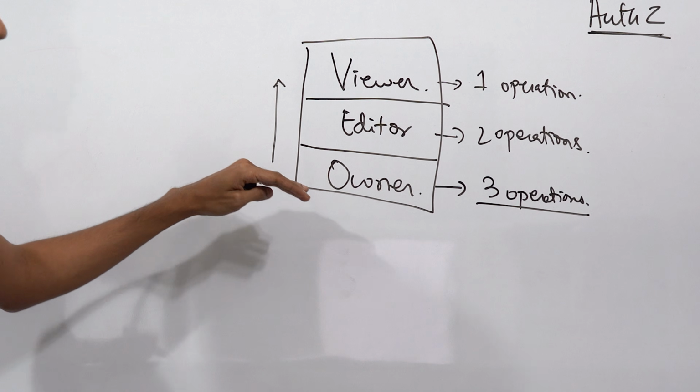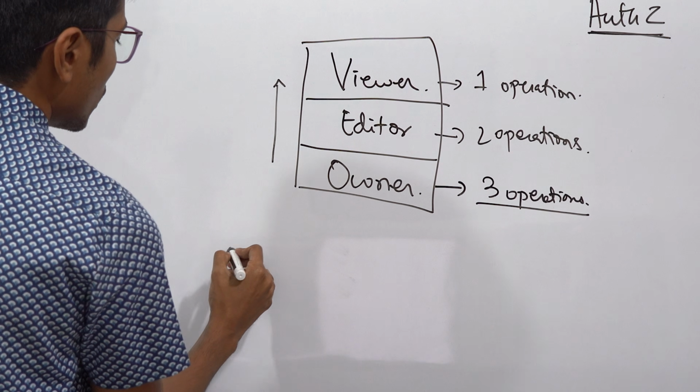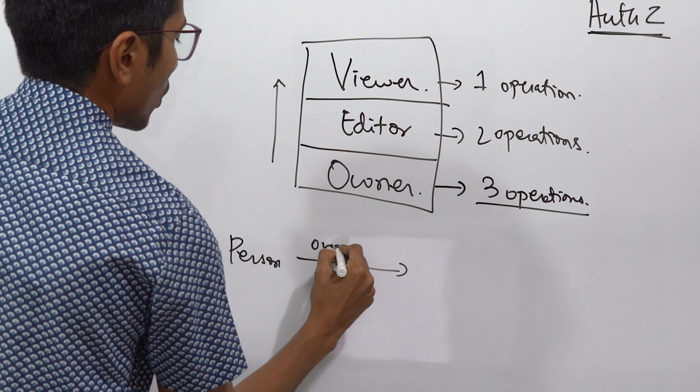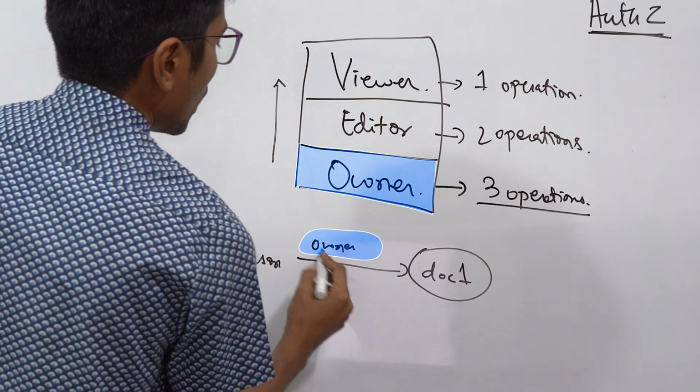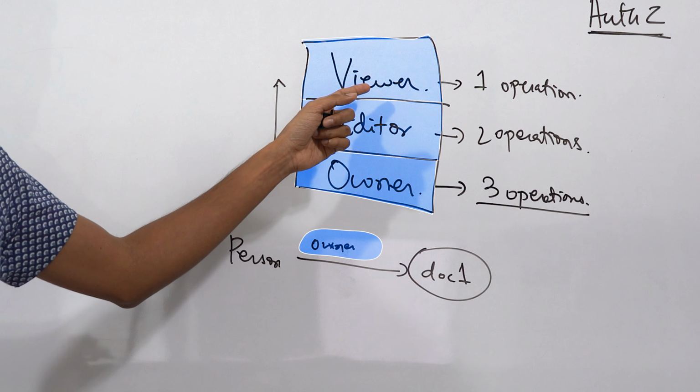Okay, so you see that in this stack, as you go up, your permissions reduce. The benefit of this is if you say that a person is the owner of document 1, then you know that they have edit and view permissions also.